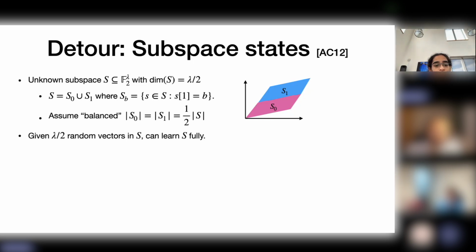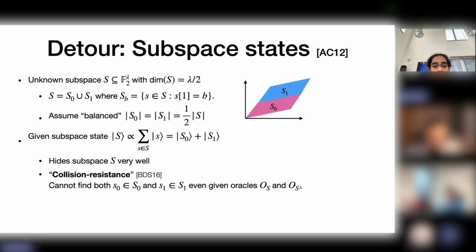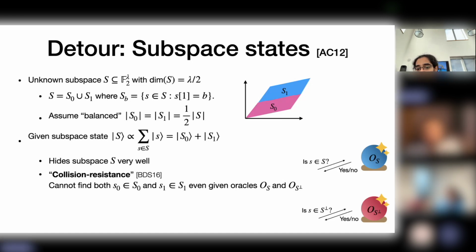If I give you lambda over 2 random vectors in this subspace S, with good probability they're going to be independent and you can fully learn what S is. But if I gave you this subspace state, which is defined as the uniform superposition over all the vectors in S, so an even superposition of S0 and S1 vectors, it turns out that this state hides the subspace very well. In particular, it has this interesting collision resistance property: you cannot find both a vector in S0 and in S1. This holds even if you're given access to oracles which additionally leak more information about the subspace. What do these oracles do? They're basically indicator functions on these subspaces. O sub S checks whether the input is in the subspace S, and O sub S perp checks whether the input is in the dual subspace.